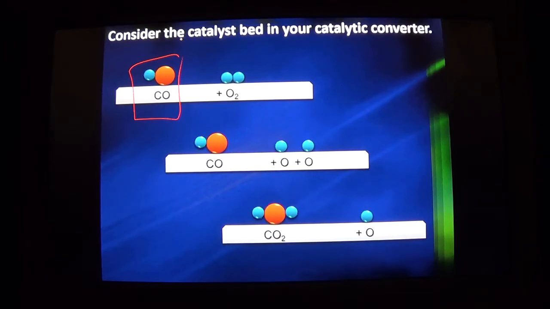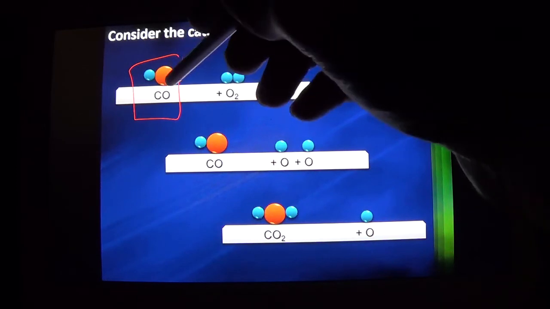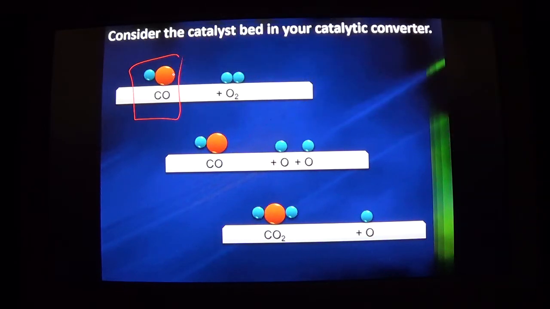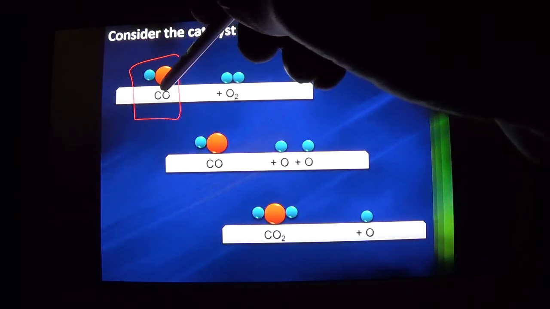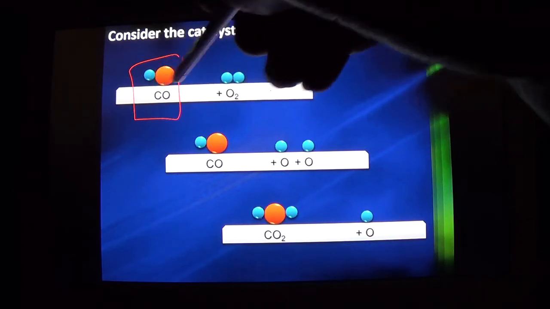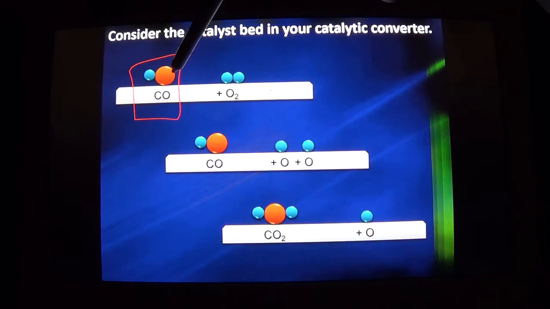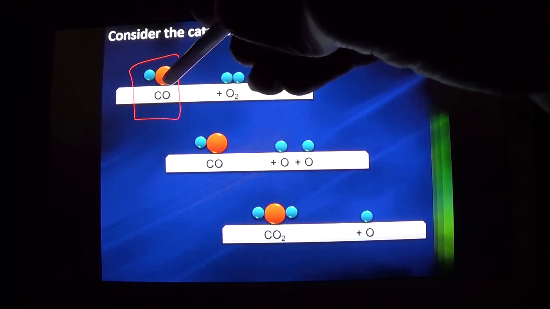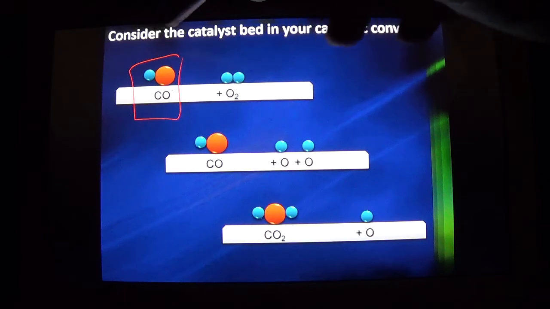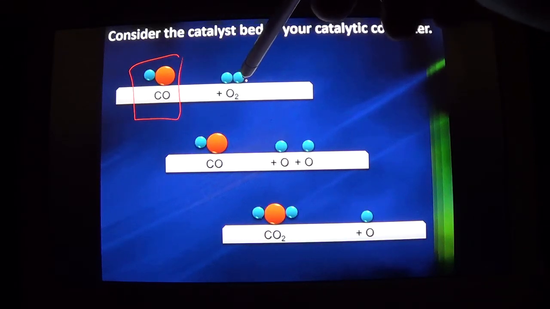So let's say your car accidentally, in the engine's combustion process, makes some carbon monoxide instead of carbon dioxide. As that gas is exhausted, it goes through the catalytic converter, which is closer to the engine of your tailpipe. It's not the muffler part on the very end, it's closer up. The carbon monoxide finds this surface inside the catalytic converter that it wants to stick to, so it does. And then the next time some random oxygen that hasn't reacted floats by, it also wants to stick.